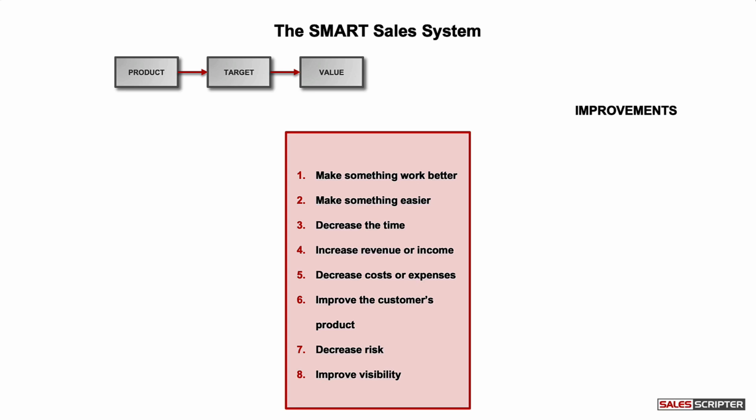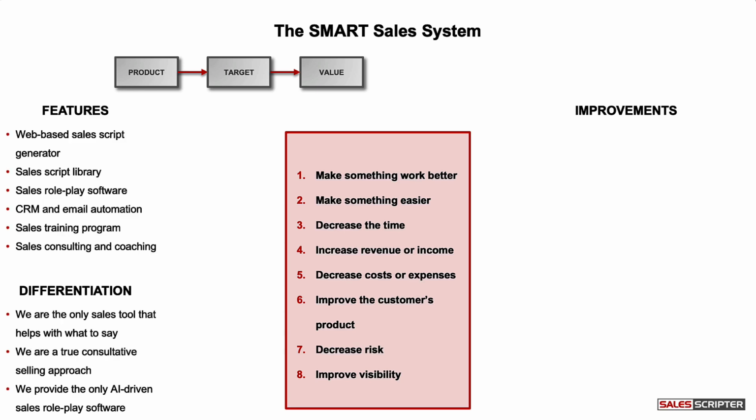So what you can do is you can look at this list and try to think about improvements that you can deliver. And here's a trick. We can actually bring back all of those features and differentiation that we came up with on the previous step and look at each of those items and take each of those items through this list to think about, does this particular feature help to make something easier, help to decrease time in any way? And when you find a match, you can put a few words around that to describe an improvement that you can deliver.